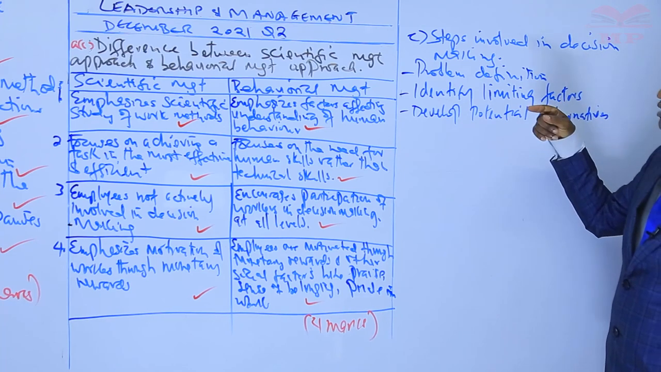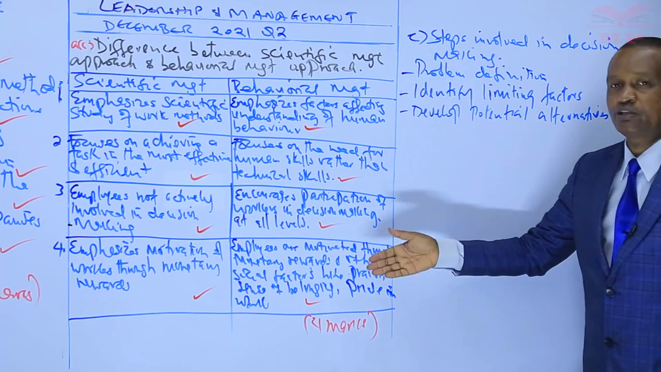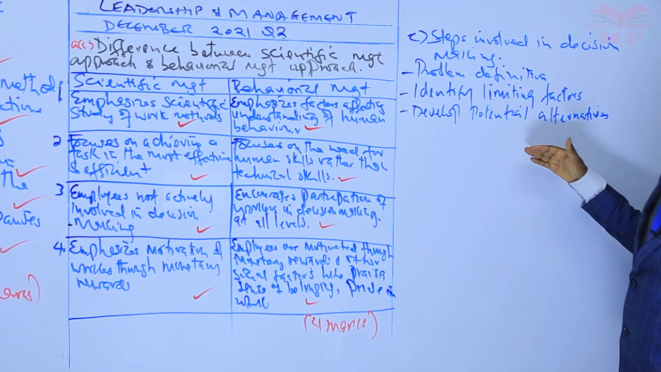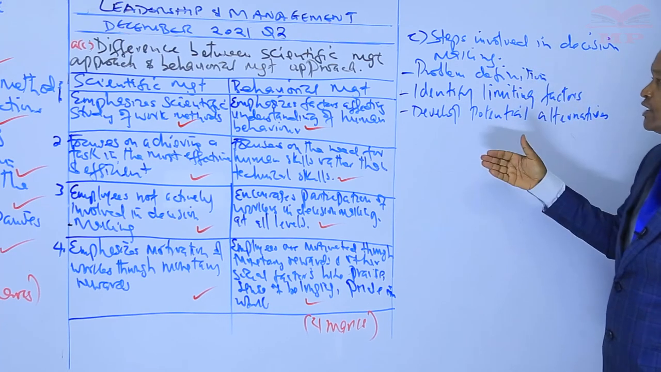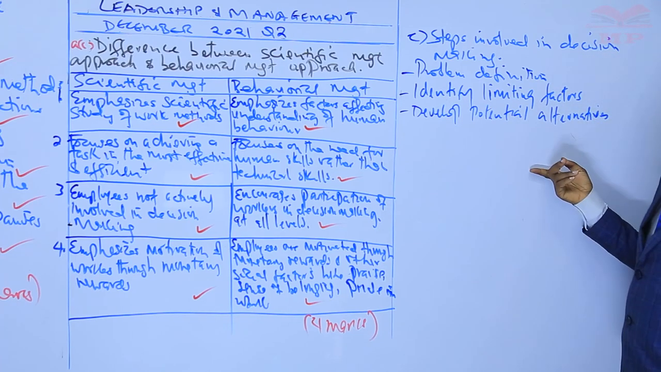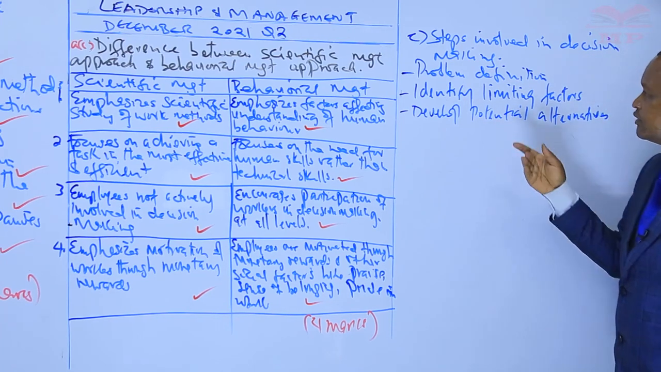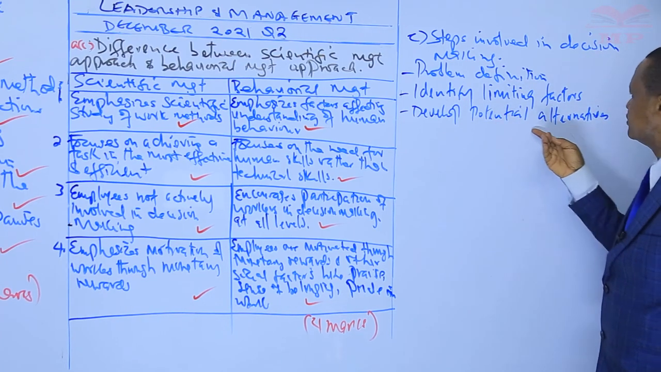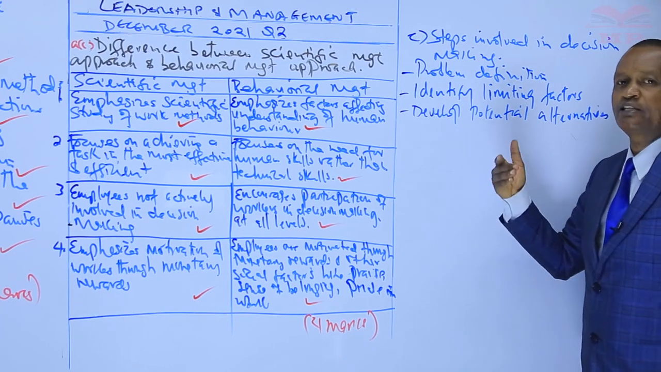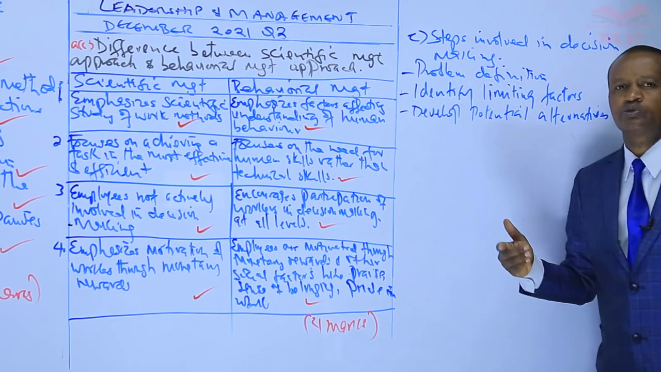And later on, in our revision sessions here, we've seen different approaches to decision making. There are different models on decision making depending on the limiting factors. A manager may be required to make a decision in an instant. He may not have time to find out alternative solutions. He may be required, due to the constraint on time, to make an instant decision.